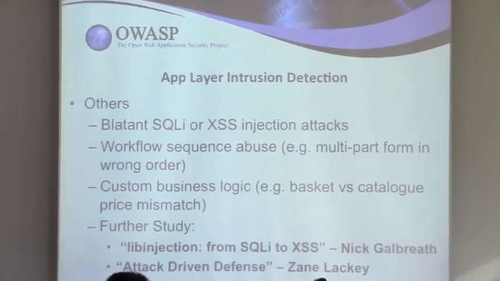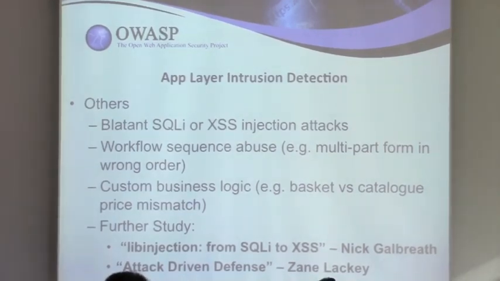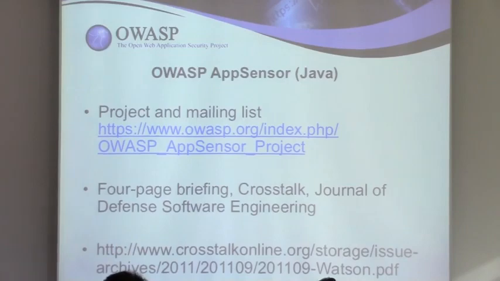Consider it. That's it for app layer intrusion detection. OWASP AppSensor is awesome sauce. This is from John Melton. Version 2 is about to go out. This is a way you can add detection points in your code to trap attack situations, not outside in the product, but deep in the app itself.